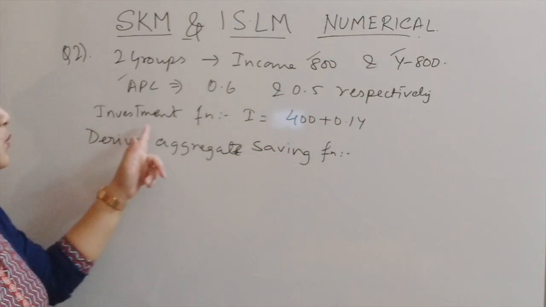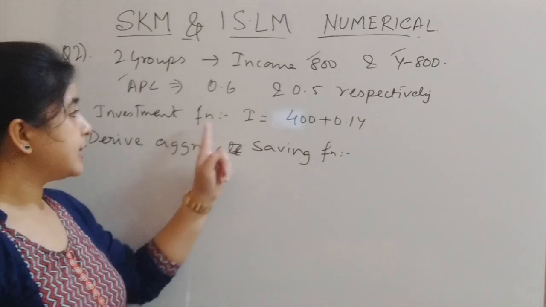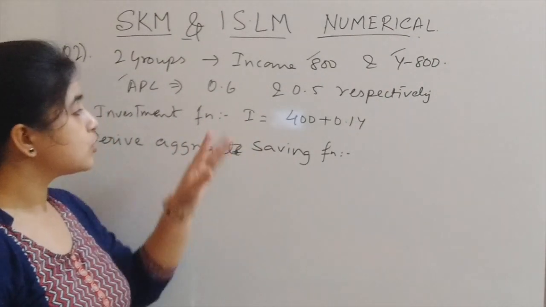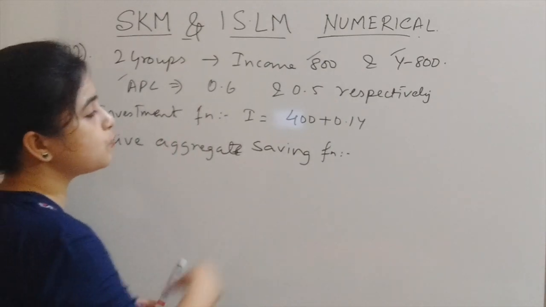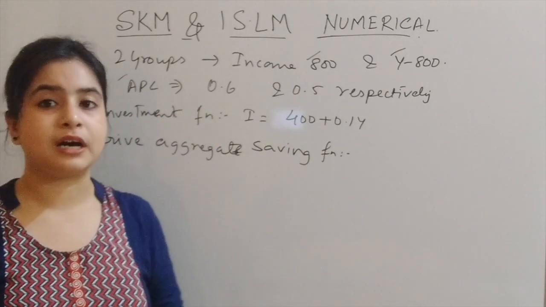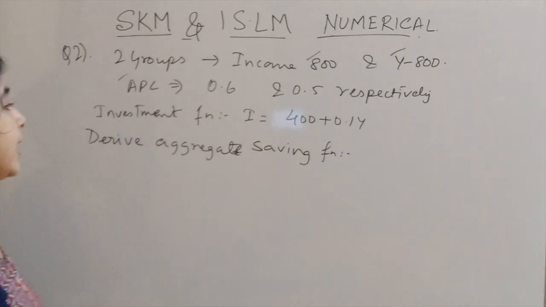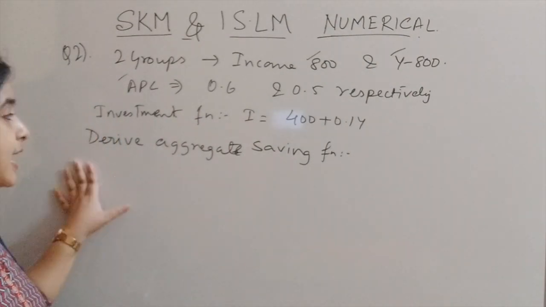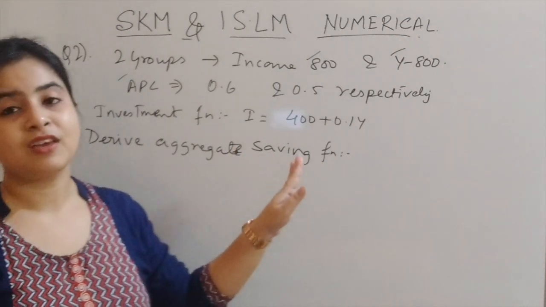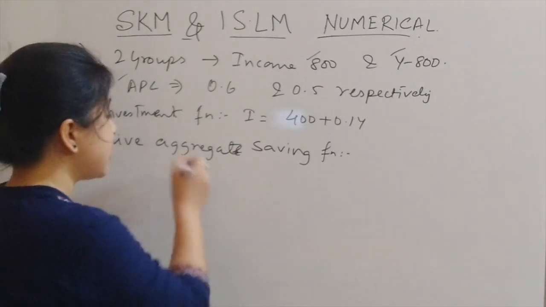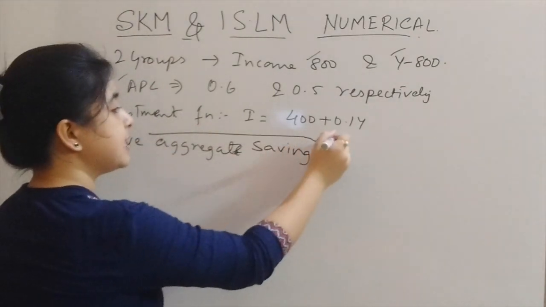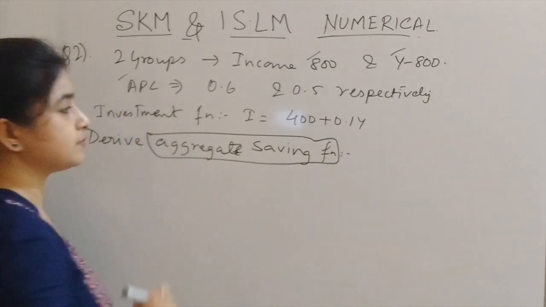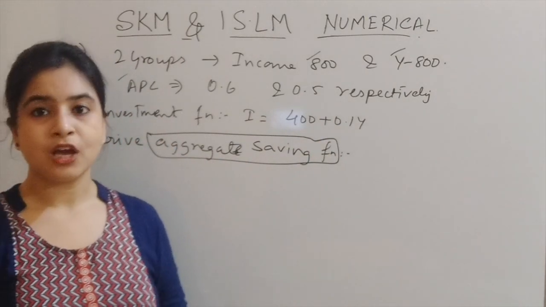Then they have provided us with the investment function, and the investment function says that I is equal to 400 plus 0.1 y. And the thing that they have asked us to find is to derive the aggregate saving equation. So we have to find the aggregate saving function.